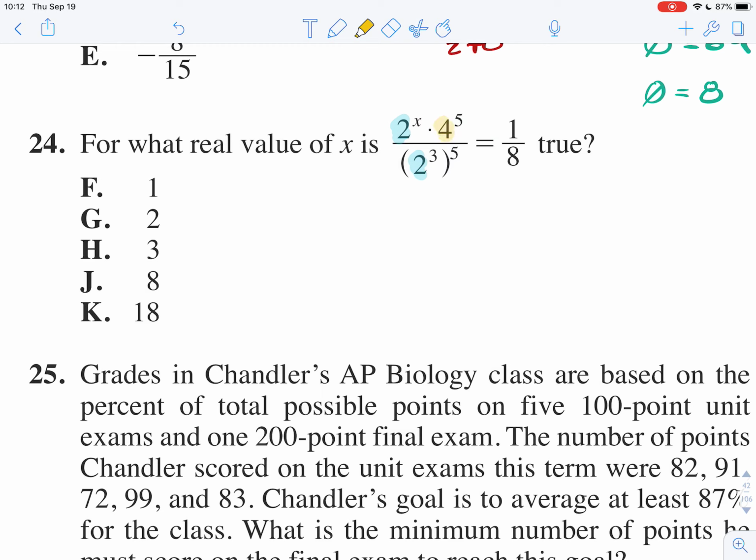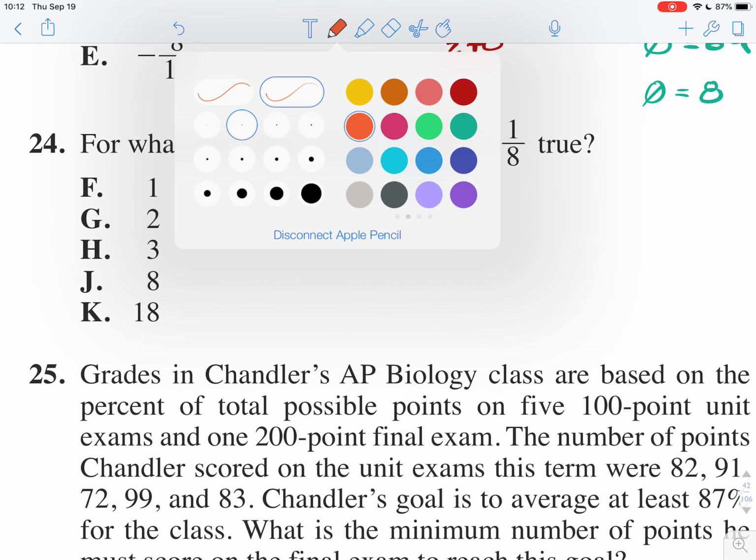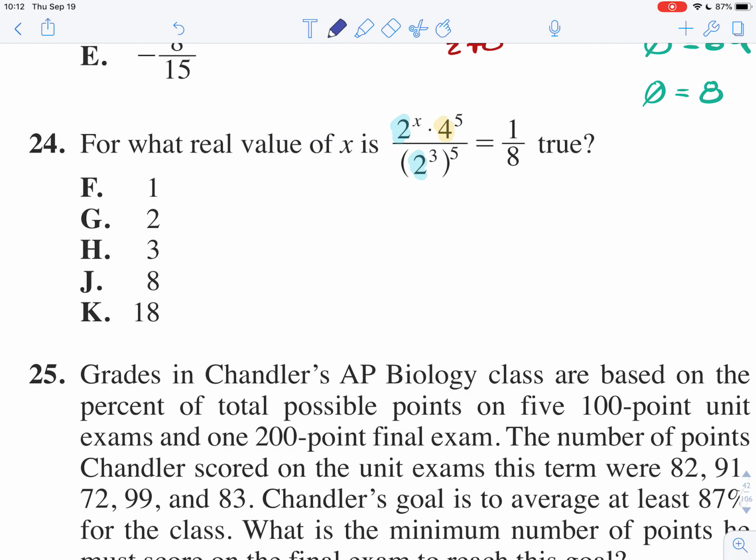Well, if you think about the lower bases are 2. We want to convert that higher base to the lower base of 2. That's going to allow us to use the rules of exponents and therefore solve this problem. So let's go ahead and start our conversion process.